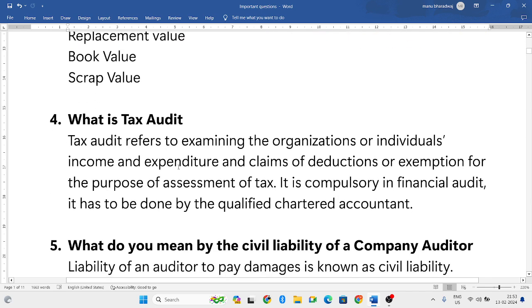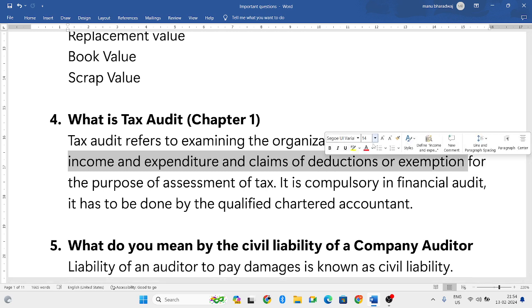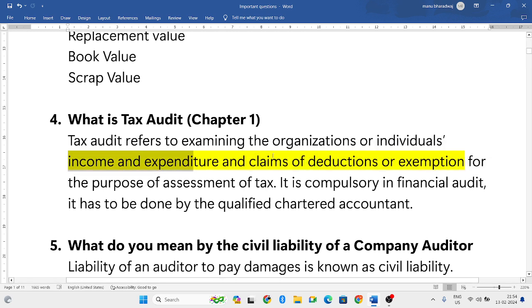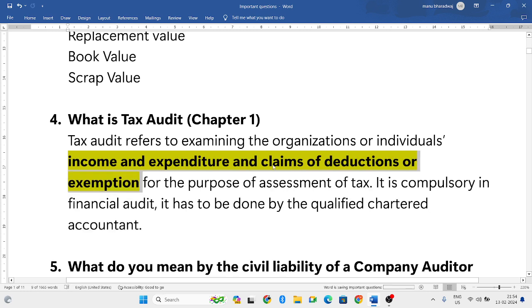Next, what is tax audit? This is from the first chapter. If you have studied the types of audit, then you can answer this question. Tax audit refers to examining an organization or individual's income and expenditure, claims of deduction and exemption. So checking how much income a person has earned, how much expenditure he has incurred, how much deduction he has claimed, and what amount of exemption he can take, in order to assess the tax. So this is done for the assessment of tax.